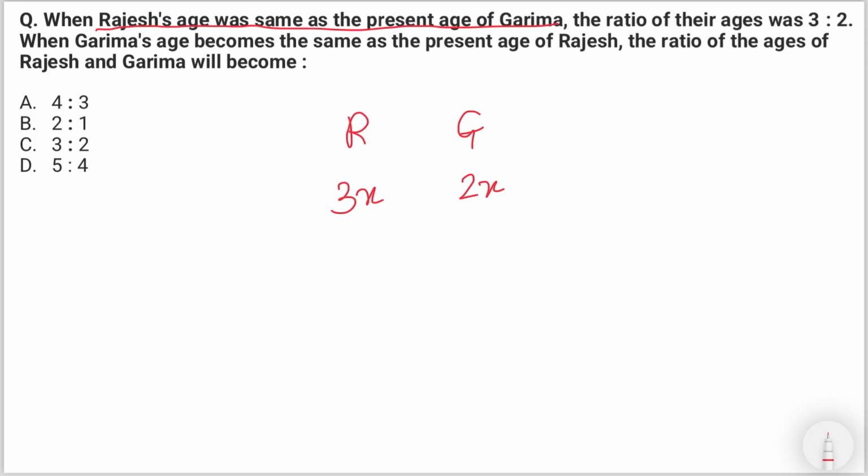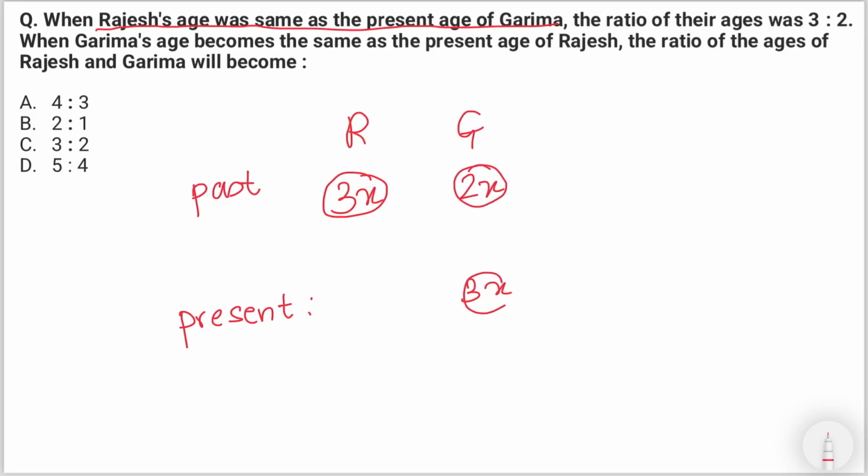So Rajesh's age at that time was 3x, which is the present age of Garima. So the present age of Garima is basically 3x. Sometime in the past, Garima's age was 2x and now it has become 3x. The increase is 3x minus 2x, which is x years, right? So in this entire duration, x years have passed. So now Rajesh's age has also increased by x years. 3x was the age in the past, x was the increase. Present age of Rajesh is 4x number of years.